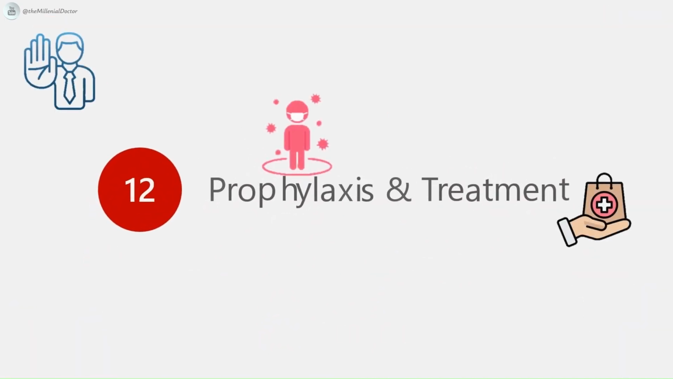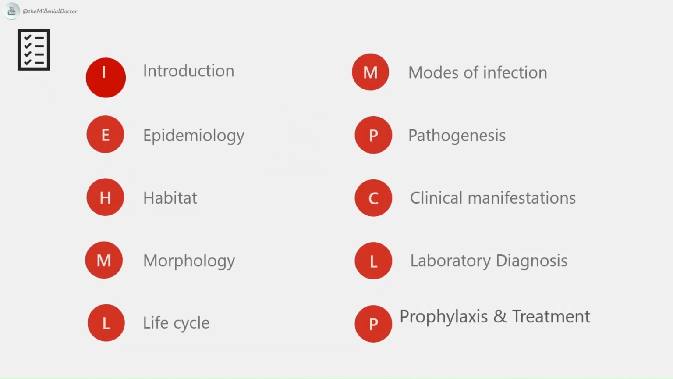And lastly, prophylaxis and treatment. Prophylactic measures are to be taken based upon the type of infective source, route of entry of the parasite, and the method of its transmission to avoid getting infected. If in case infection happens, the treatment now depends upon the type of signs and symptoms produced by that parasite. So this is all about the study of parasites.